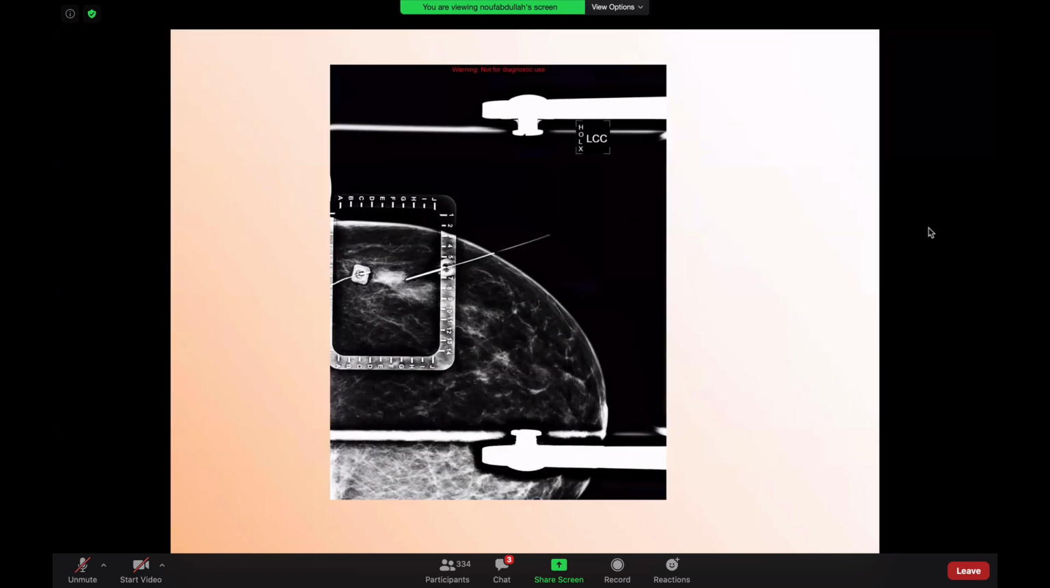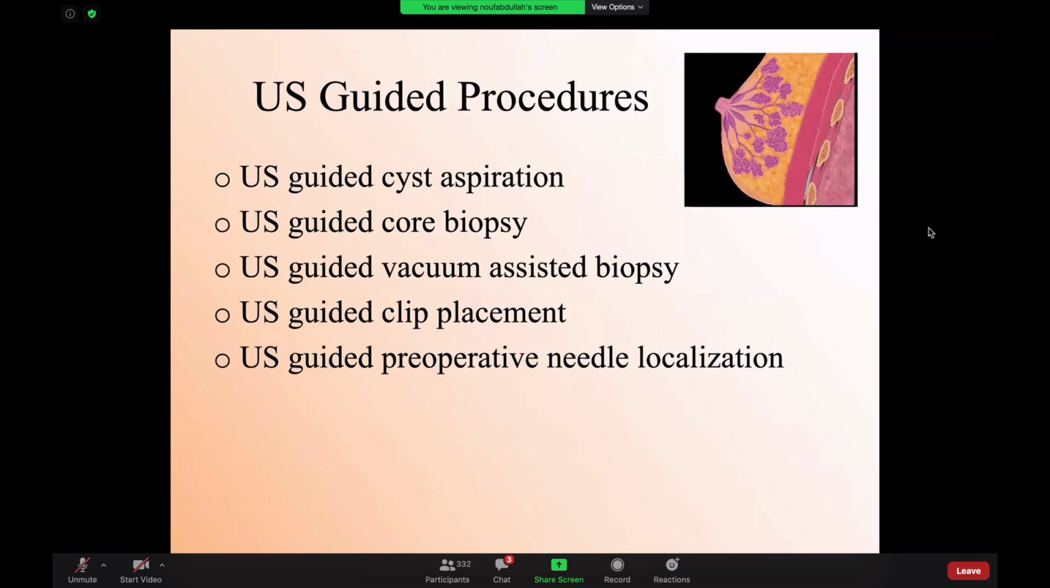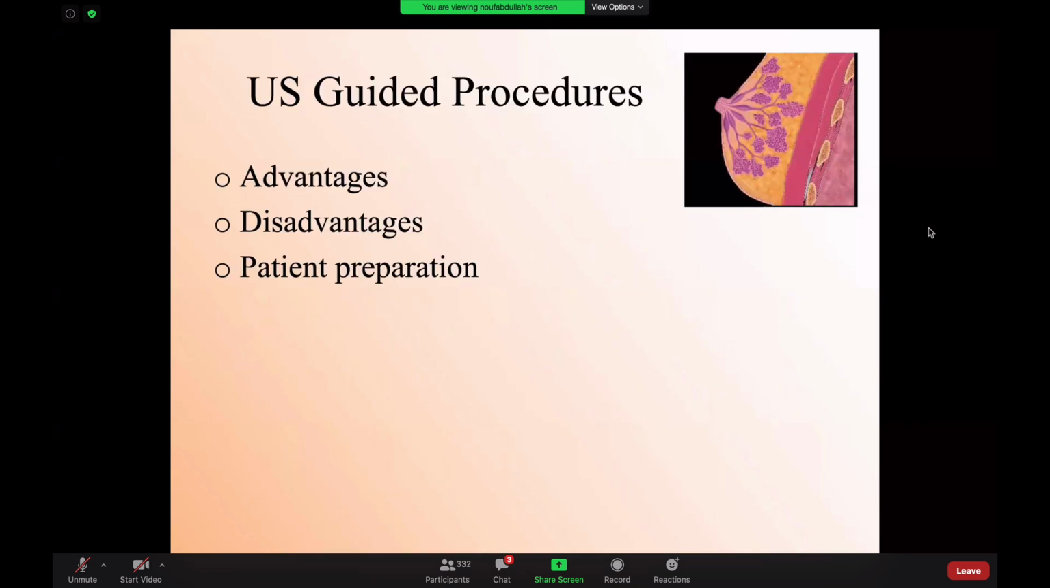What is ultrasound guided biopsy used for? It is usually used for aspiration. You use it for biopsy of a lesion that is BI-RADS 4 or 5. You use it for vacuum-assisted biopsy. You can do clip placement of a lesion, or you can do needle localization before the surgery. What's the advantage? Ultrasound is the best way to do the biopsy. Why? Because it's very easy, it's comfortable for the patient, it's very quick, and there is no radiation exposure.